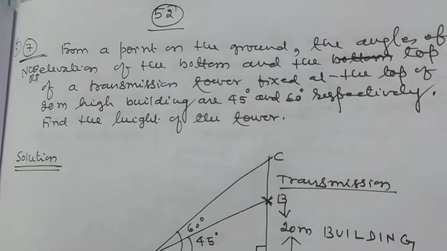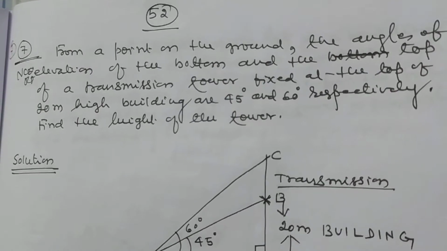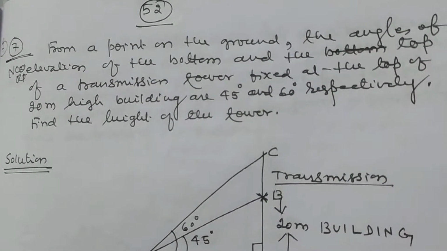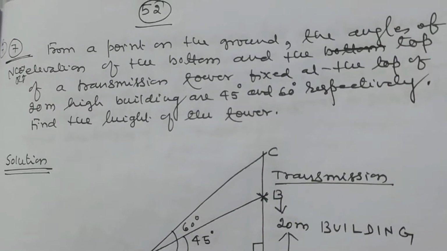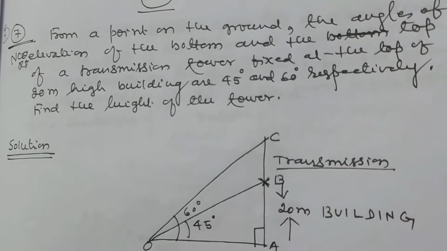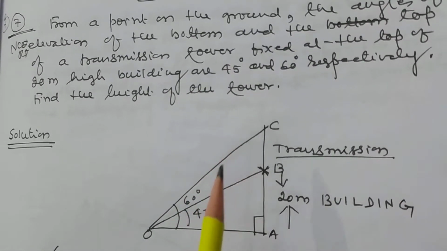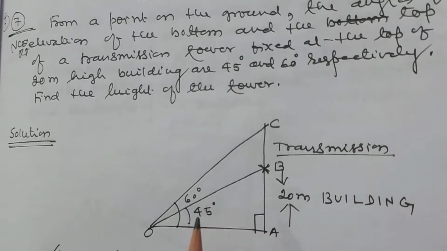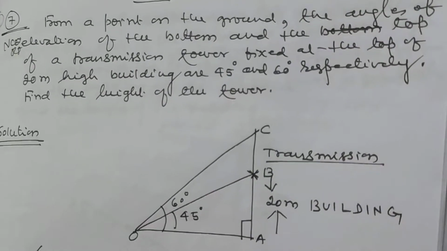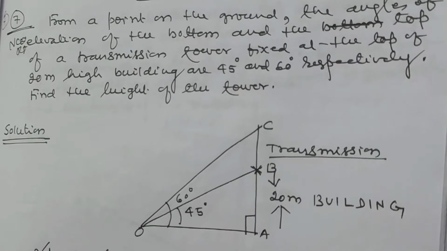From a point on the ground, the angle of elevation of the bottom and the top of a transmission tower fixed at the top of a 20-meter building are 45 degree and 60 degree respectively. Find the height of the tower. How will you proceed to solve this problem?